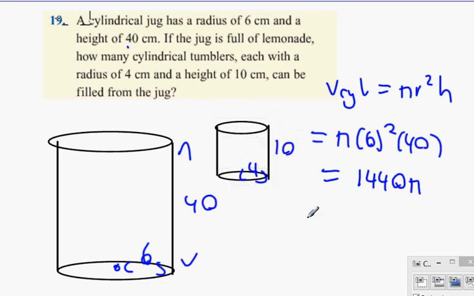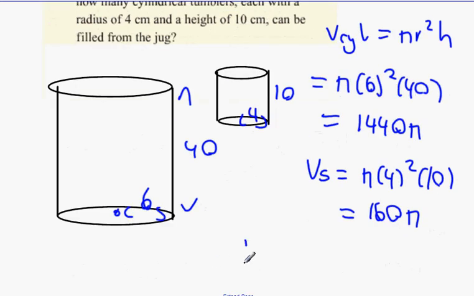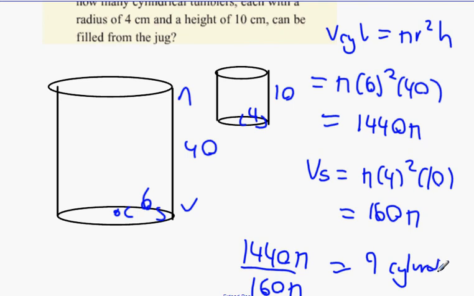Let's get the volume of the small cylinder. It's pi times 4 squared times 10, which is 160 pi. Now I'm going to divide the big answer by the small answer to see how many of the smaller cylinders fit in there. So 1440 pi divided by 160 pi. 9 goes in 9 times, so you're going to have 9 cylinders.